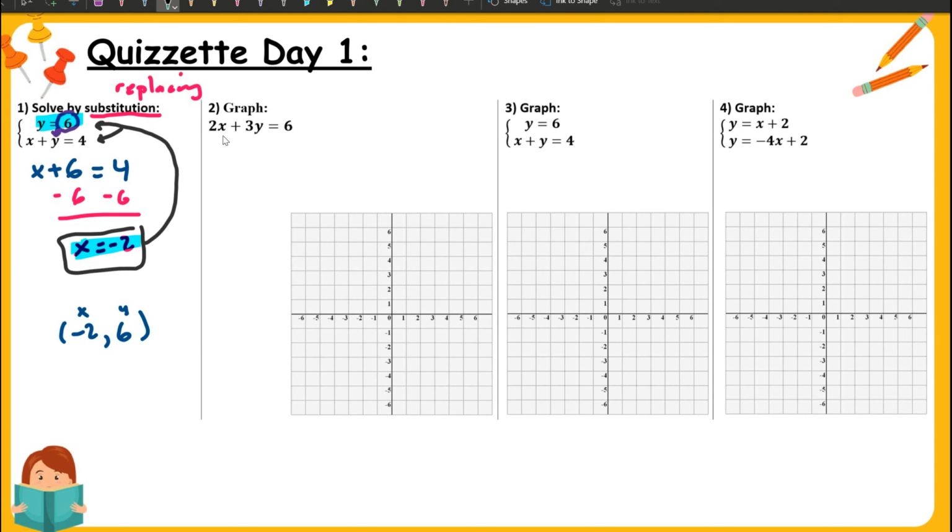Number 2, we're going to graph 2x plus 3y equal to 6. So first of all, this is not in the right form. It's not the slope-intercept form, y equal to mx plus b. You need to isolate the y. So first, we're going to move 2x.